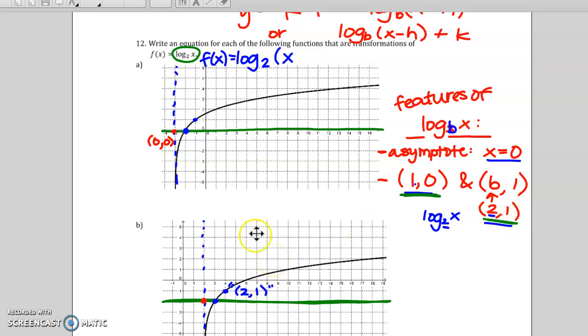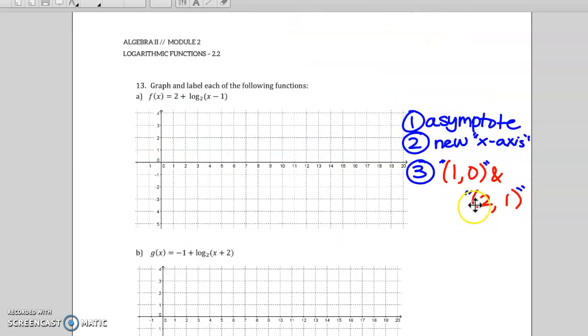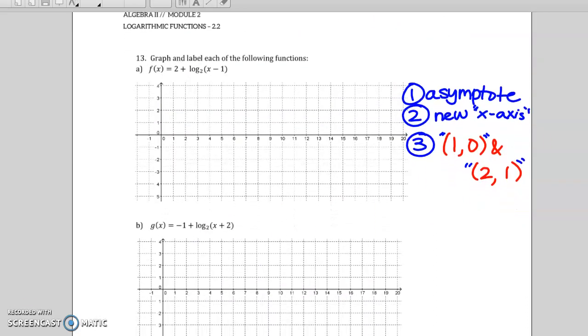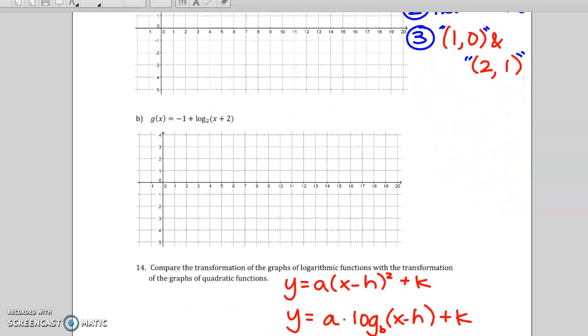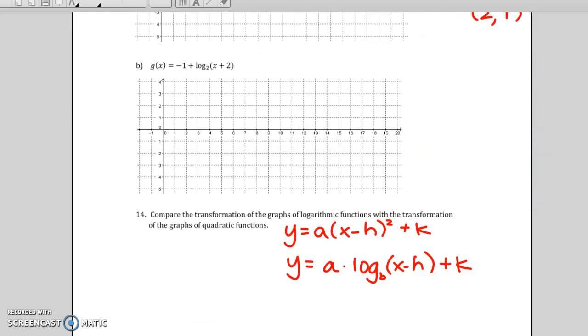A couple of these I have marked for you, those 2 points to look for. Then what you want to try to figure out is where the origin moved and how that affects the translation of the graph. So for number 12, you're coming up with the equations. For 13, they're giving you the equations and you need to graph. And then number 14, you're talking about the comparisons of logs and quadratics and their transformations.